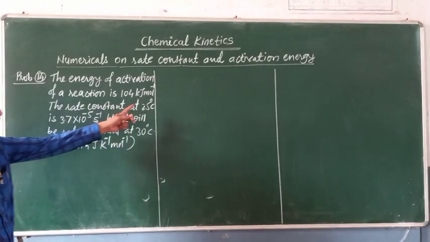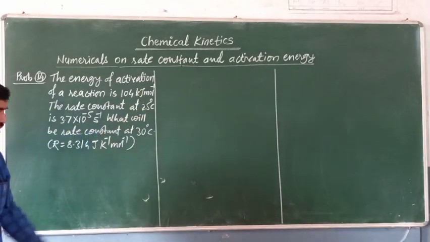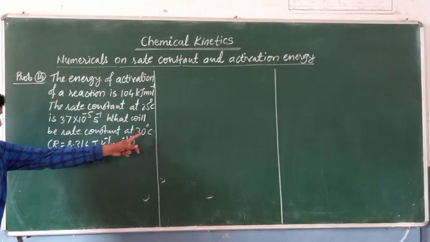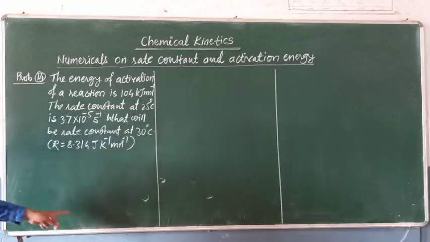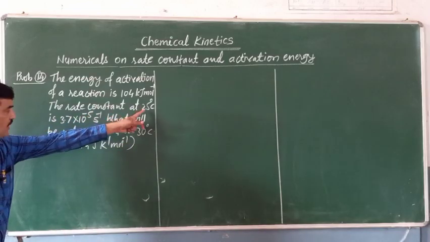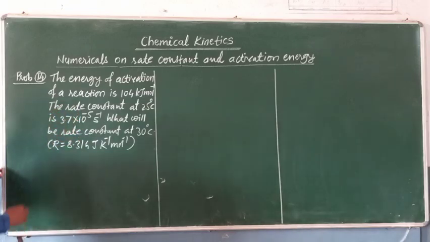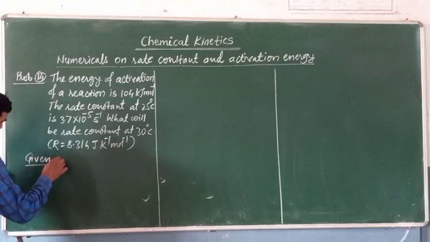So here the lower temperature is 25 degrees Celsius, means it is T1. The higher temperature is 30 degrees Celsius, means it is T2. And the rate constant at 25 degrees Celsius is K1, which is equal to 3.7 into 10 raised to power -5 per second. So first of all, here we can write the given values.